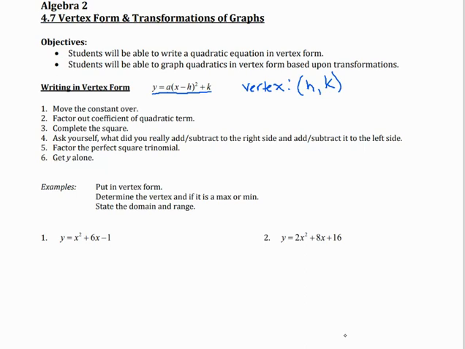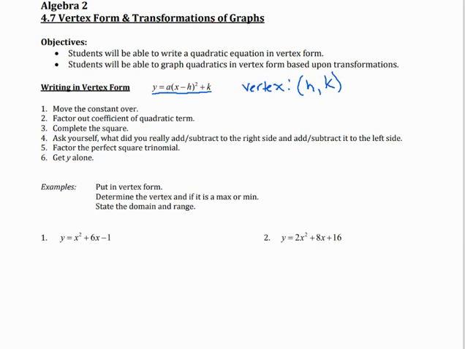Okay, it also tells us our transformations. How much to the right or left did I go? Did I move up or down? That a value tells us if we have a stretch or a shrink or a reflection. So we have talked about vertex form to standard form, where we FOIL and distribute. Now we're going to go in the opposite direction. We're going to start in standard form and work our way to vertex form.